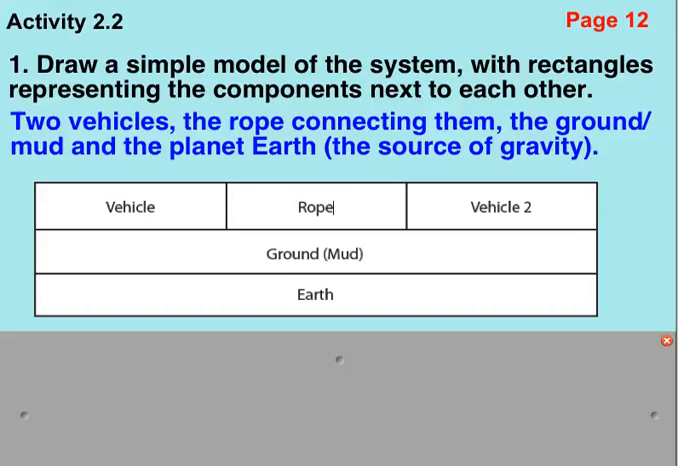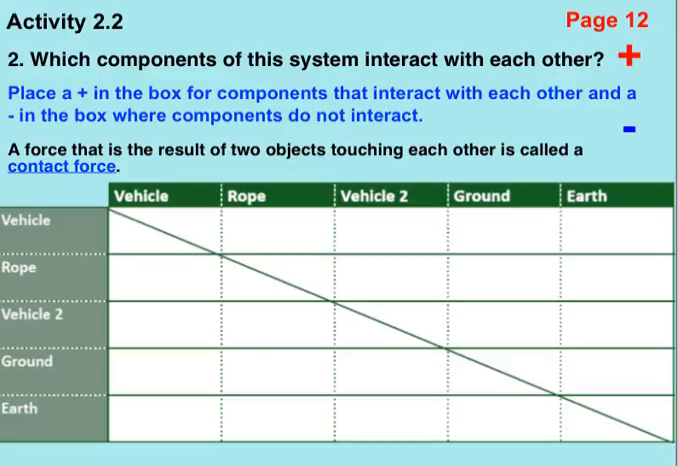Now, number 2 says, which components of this system interact with each other? This is what we're going to do for this. We're going to create an interaction table. So go ahead, draw what you see right here in your book for number 2.